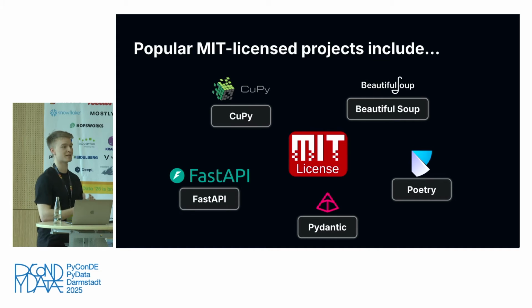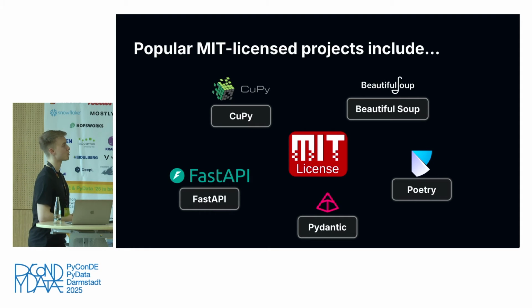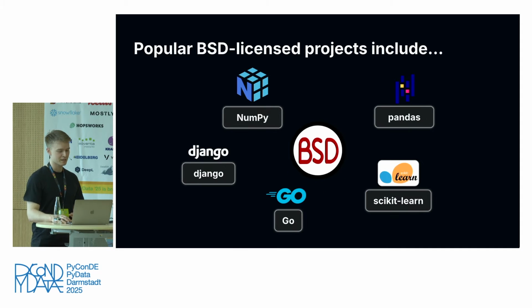Some examples to make this a little more concrete, because your heads might be spinning now with all these different identifiers and acronyms. MIT license examples would be libraries that most of you are probably familiar with, especially Pydantic and FastAPI, which are omnipresent at this conference, so you have probably heard of them. Same thing for BSD: it's hard to imagine software or data science stuff nowadays not using NumPy or scikit-learn or pandas or any one of them.